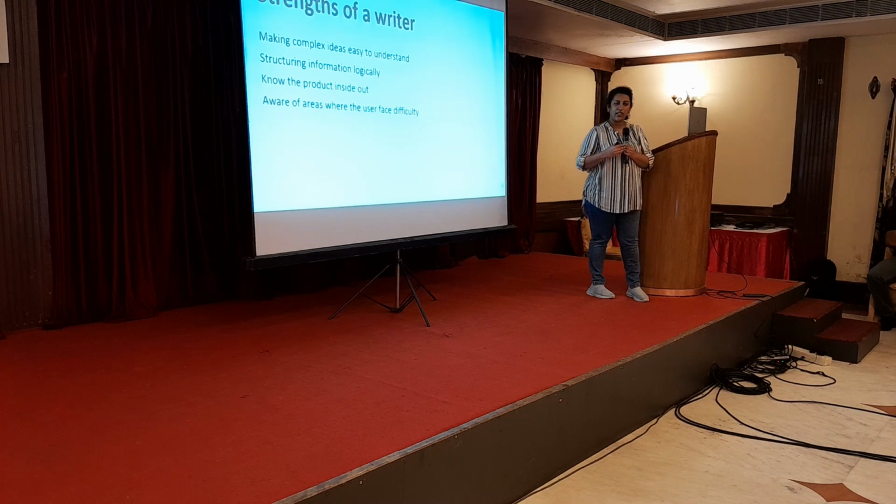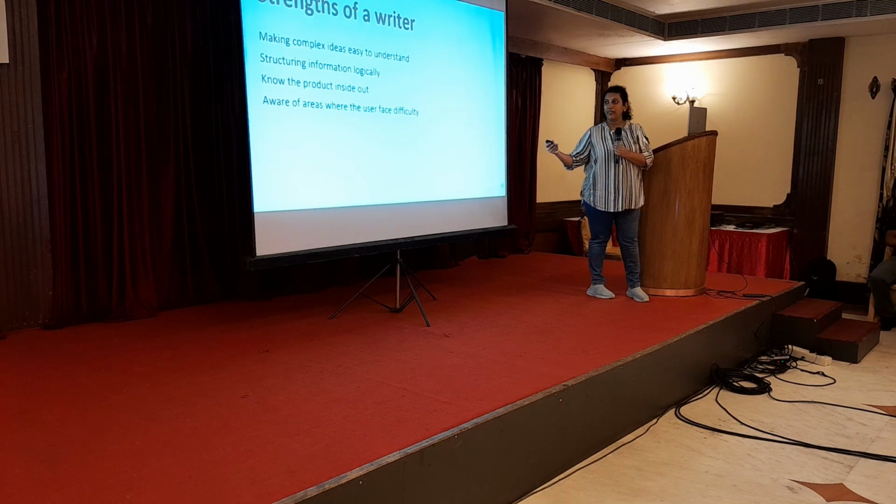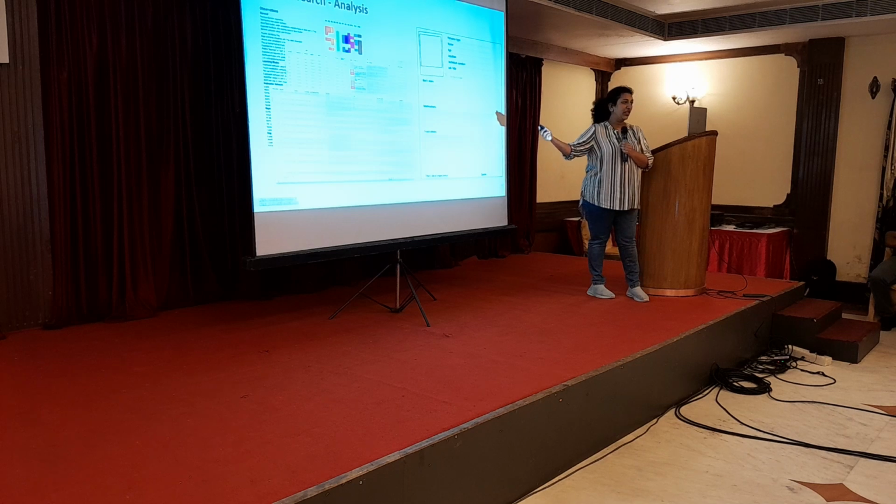Especially if it's a mature product and a mature documentation team, they know everything about the product. And another strength is that writers know where they would need to document more, where users are really facing issues within the product. All these and more help in different areas of UX design. The first stage of UX or design starts with user research.